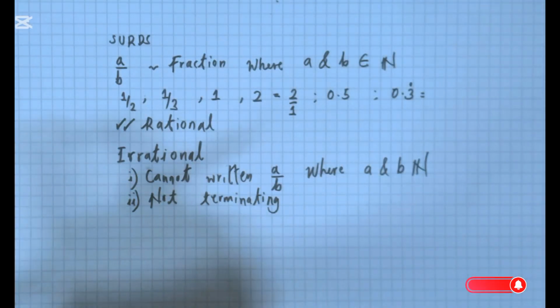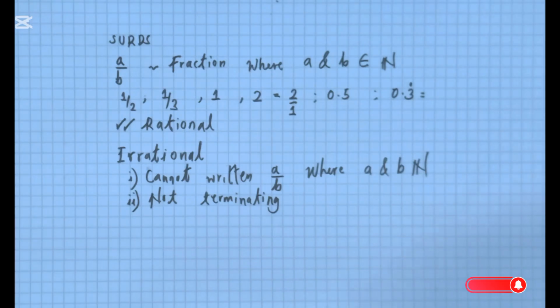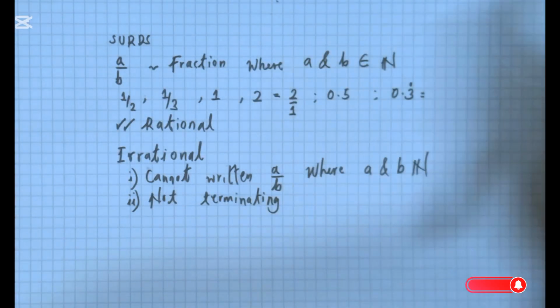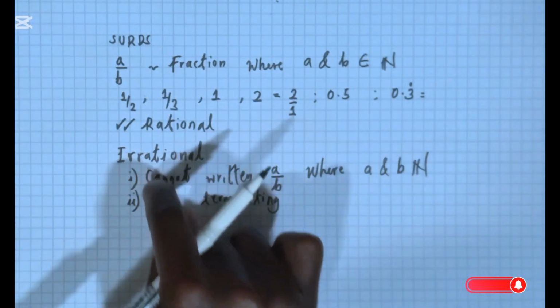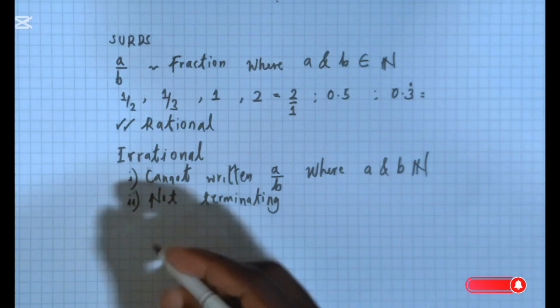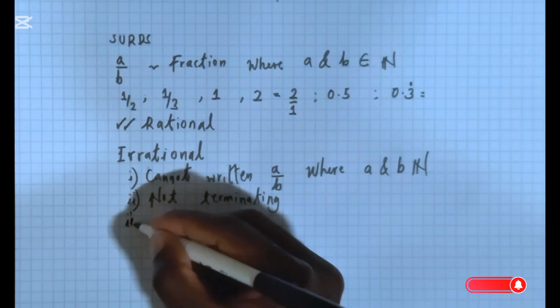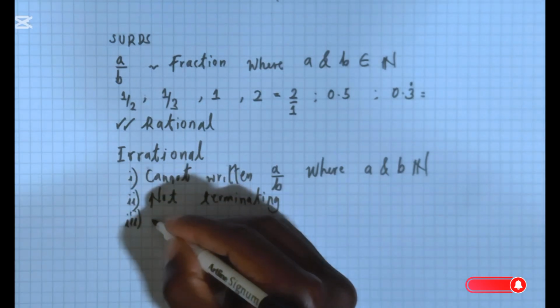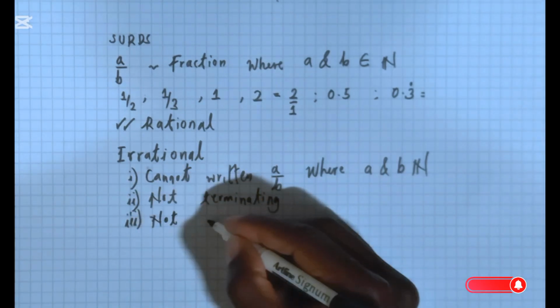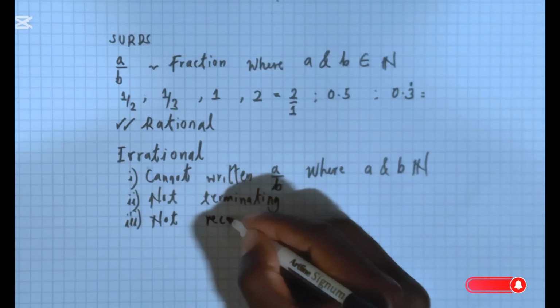But if you have a number that is going to infinity, continuously extending and giving new numbers without terminating, we say that number possibly could be irrational. And of course, another characteristic of irrational numbers is that, in case they are decimals, they are not recurring at all.